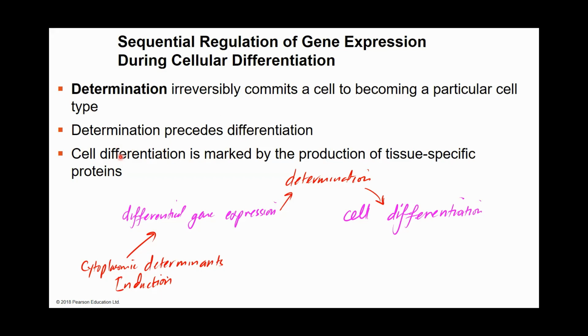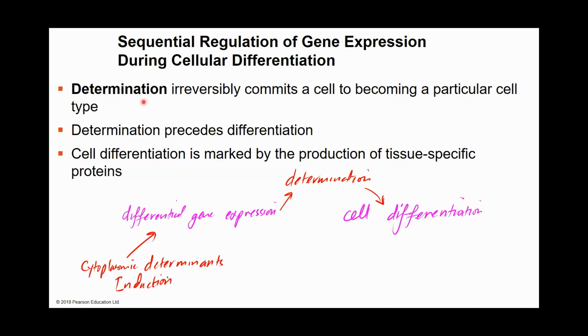Now, cell differentiation will happen when the cells start producing what we call tissue-specific proteins. These tissue-specific proteins are responsible for giving the cell its unique phenotypes in terms of its structure and function.